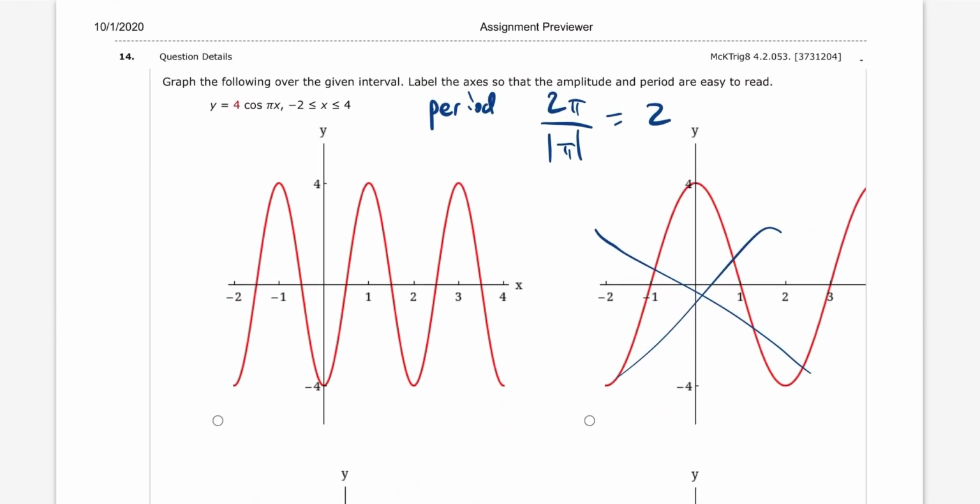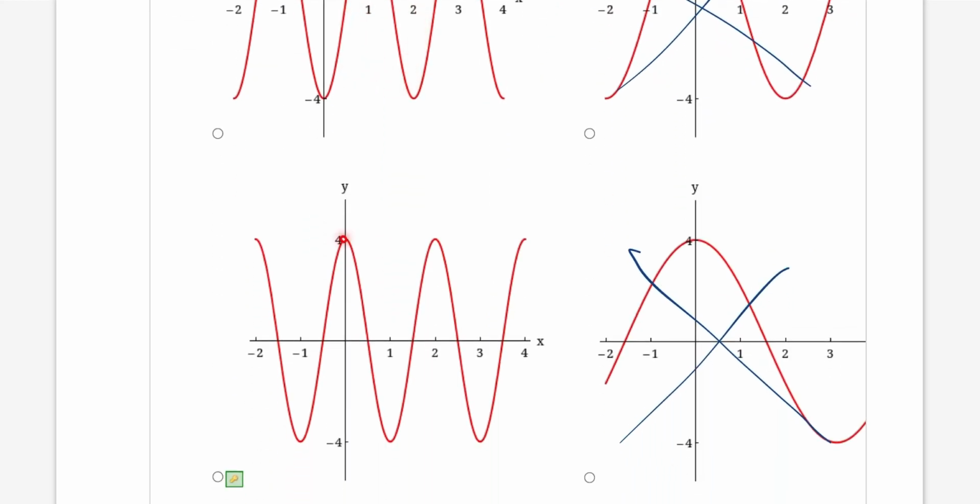So we know that cosine starts at the amplitude, and it's positive, so it should start at positive 4, like that. So this is the one. It starts at positive 4. There you go.